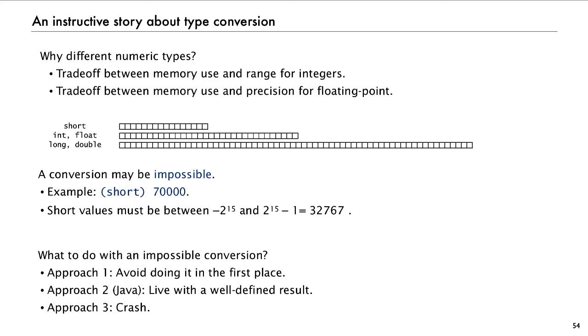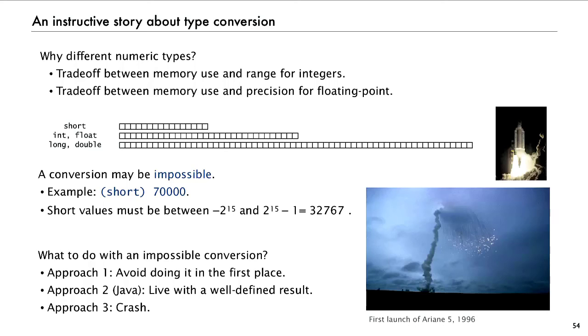Another approach is to not check for it, not live with it, just crash. And by crash, we mean actually crash. A type conversion error of this type actually led to the Ariane 5 rocket blowing up in 1996. They switched to a different representation, and there was a cast that was impossible, and one of the control variables had a bad value that caused the rocket to crash. You have to pay attention to the type of your data.